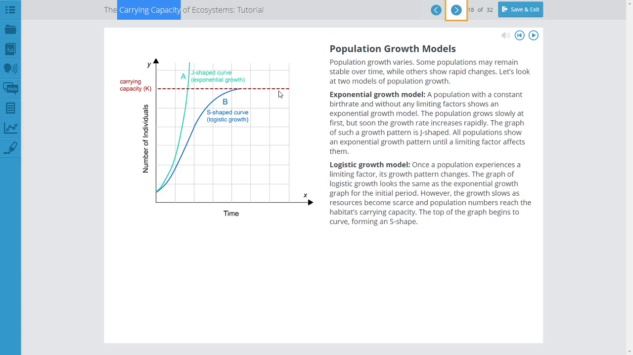But here's the interesting thing: that carrying capacity is controlled by the limiting factors. And suppose a new limiting factor comes in and changes the carrying capacity down, or suppose that one of the limiting factors becomes more extreme and pulls that carrying capacity down. What has to happen to the population? It has to go down.